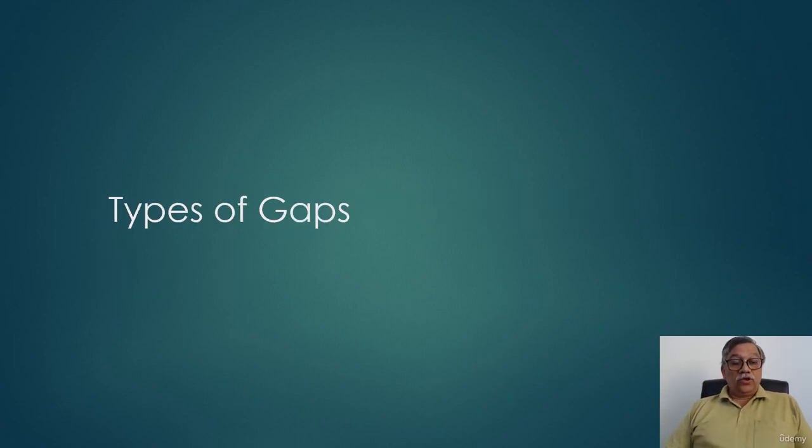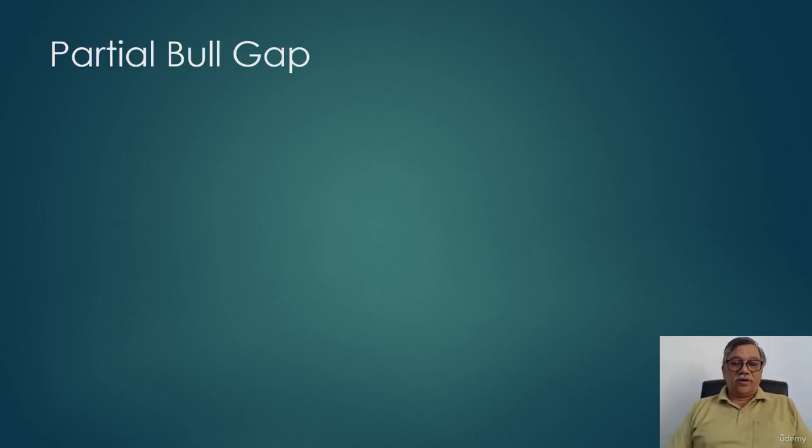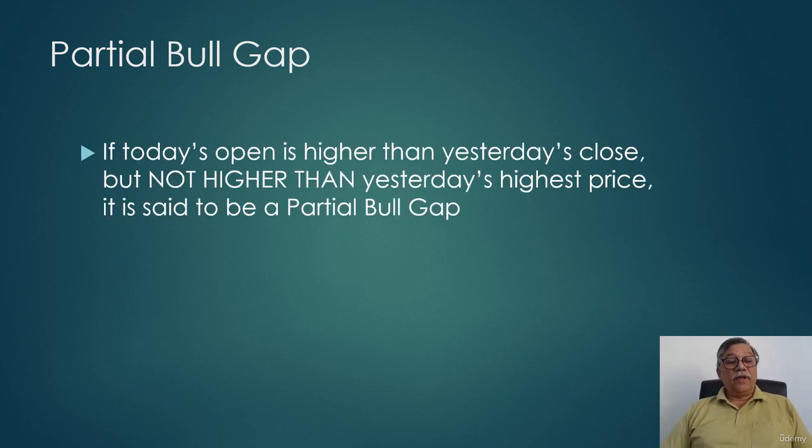Okay, so what are the types of gaps? Let us understand that. When I put it here, type of gaps, you will say, sir, we know bull gap and bear gap. No, now there is a difference here. Partial bull gap. Now, what is a partial bull gap? If today's open is higher than yesterday's close, that is a bull gap, but it is not above yesterday's high.